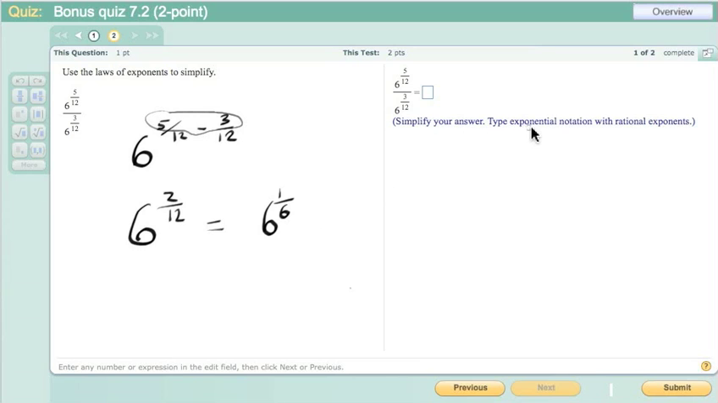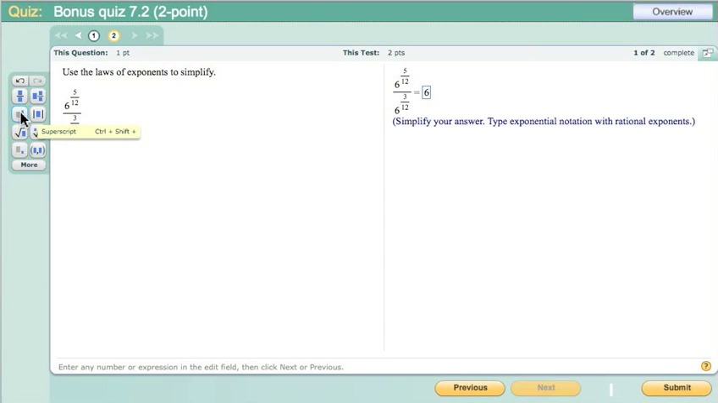Let's make sure of that. Type exponential notation with rational exponents. Rational exponents meaning fractional exponents. And so indeed we want to put in 6 to the 1/6. So in this quiz there were various problems asking you to utilize the 3 laws of exponents with fractional exponents. And it's no big deal. It's what you've always been doing, except now we have fractions. So 6 to the 1/6 power: 6, and I want an exponent, and I want that exponent to be a fraction, and I want 1 up there, and I want 6 down there, and that should do it.